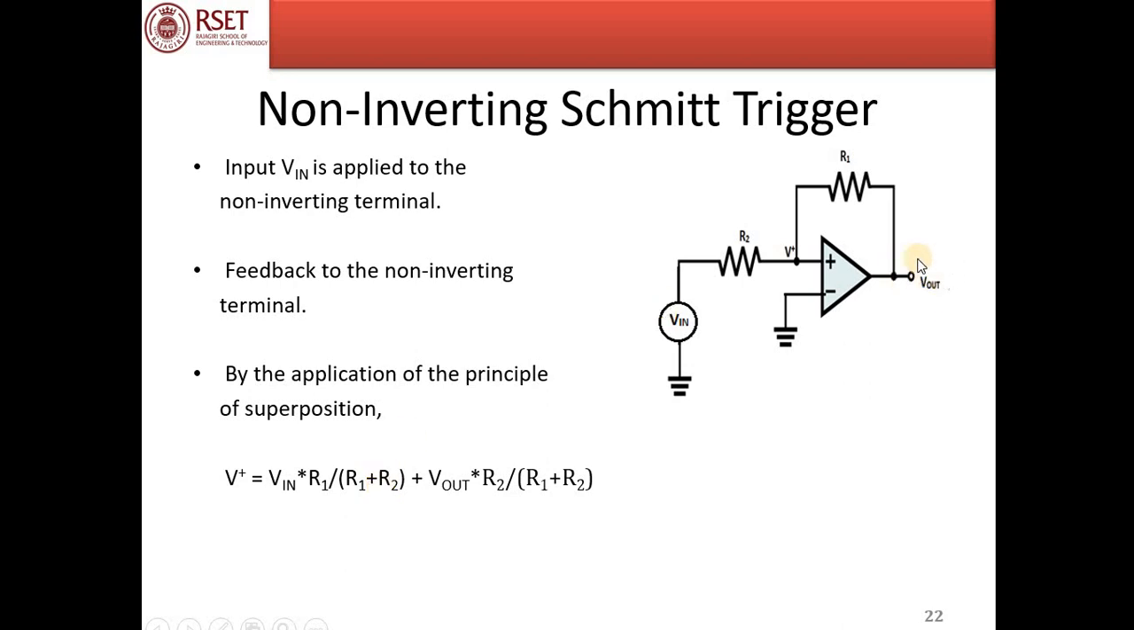Now let us take V output. When V output is considered, V input will be grounded. What is the contribution to V plus due to V output? V output into R2 by R1 plus R2. We applied the principle of superposition as well as potential divider to find out this equation for V plus.